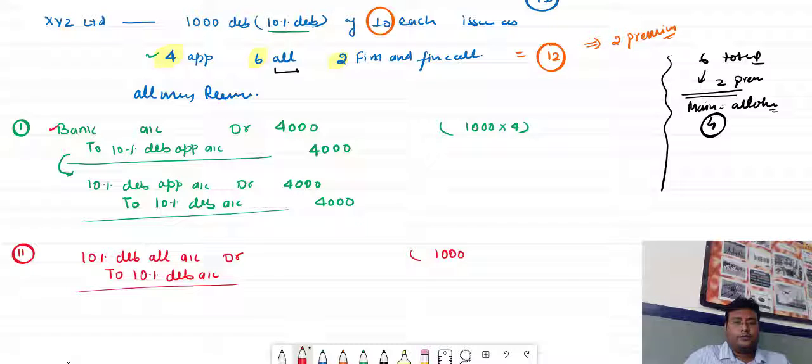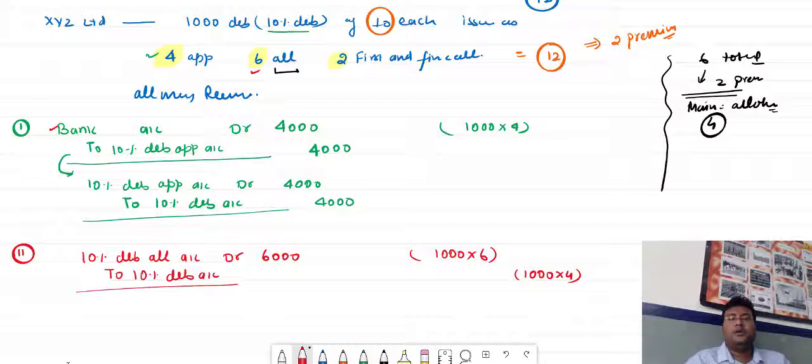How many debentures? 1000 into 6 rupees of allotment. So 1000 into 6 is equal to 6000. And always remember that in debentures, we transfer the main amount of allotment. Main amount means other than premium. So in 10% debenture, we transfer 1000 into 4 rupees. Therefore, 6 rupees is the allotment, in that 2 rupees premium is included. So what is the main amount of allotment? 6 minus 2 is equal to 4 rupees. So 1000 into 4 is equal to 4000 rupees.